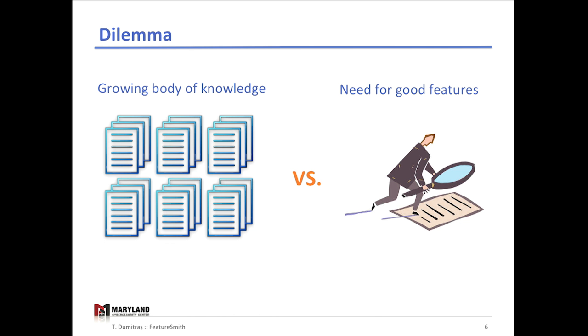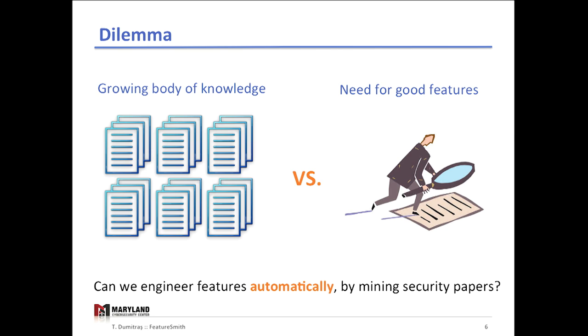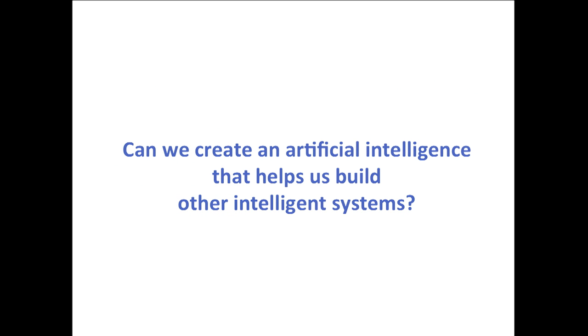So here's our dilemma. This growing body of knowledge makes it increasingly more difficult to do feature engineering, but at the same time, we need good features in order to detect security threats. So we asked the question, can we turn this problem to our advantage? Can we build a system that engineers features automatically by mining security papers and extracting these features from the papers? In other words, can we create an artificial intelligence that can not only learn from examples, but it can also help us build other intelligent systems?